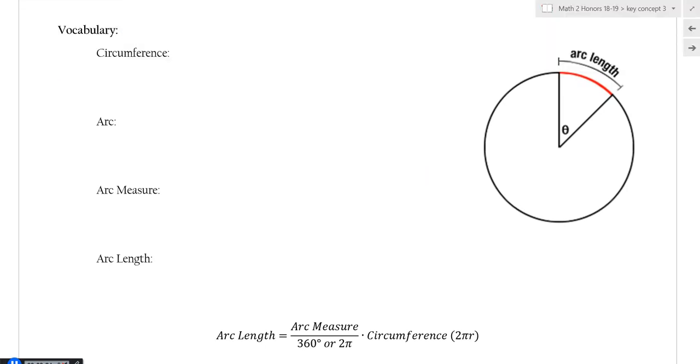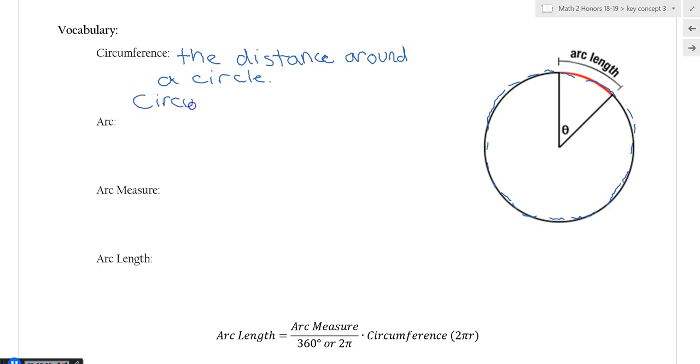Circumference is first. We've talked about circumference. Remember, the circumference is the whole way around the circle, or the whole distance around a circle. And the formula for circumference equals 2 times pi times r, or 2 pi r. Okay.